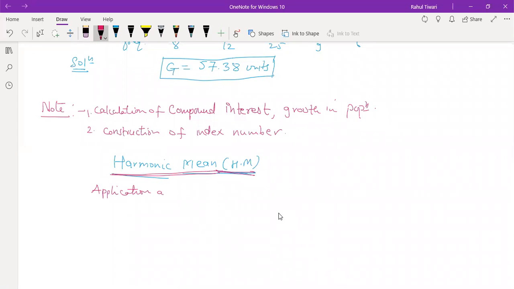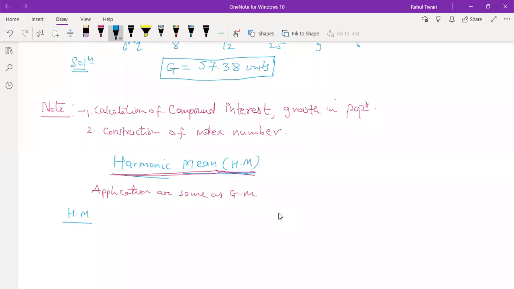Applications are the same as for the geometric mean. But here the conceptual thing is different. You need to understand how this particular thing works. What the definition of the harmonic mean says, as we did, is that it is a set of values of the nth root, and how this particular harmonic mean works.